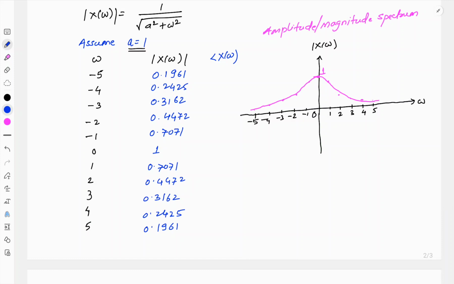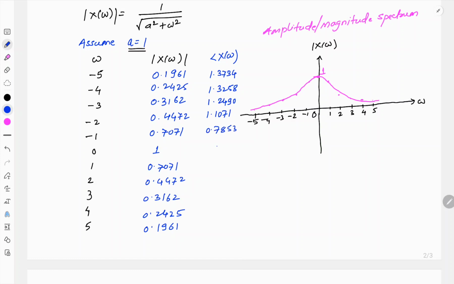We are only interested in the nature of the graph. So here, if we find tan inverse of minus omega by a, it is 1 for omega equal to minus 5, we get the value as 1.3734. For minus 4 we get the value as 1.3258. For minus 3 we get the value as 1.2490. For minus 2 we get the value as 1.1071. For minus 1 we get the value as 0.7853.